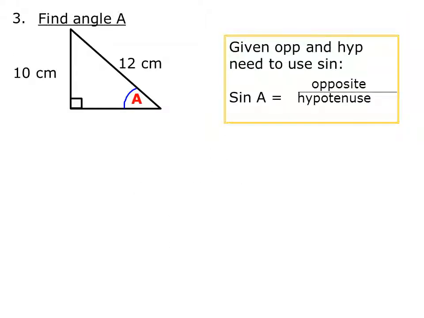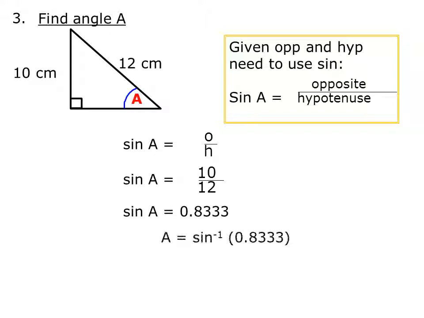Now let's look at example 3. In this triangle, the length of the opposite side and the length of the hypotenuse are given. If we want to find the measurement of angle A, we will use a sine ratio. If we replace the length of the opposite side and the length of the hypotenuse, we can find the measurement of angle A, which is 56.4 degrees.